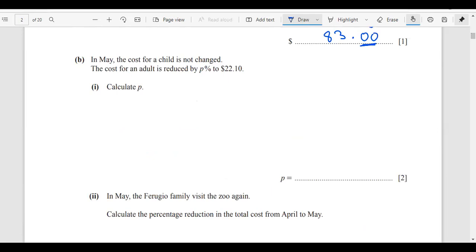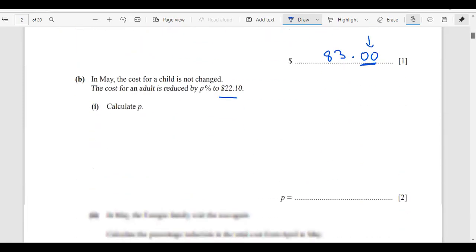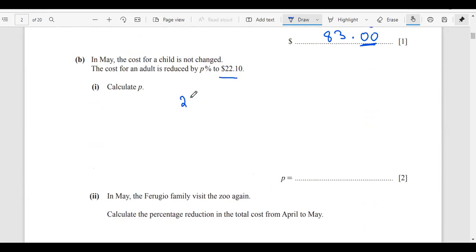Let's talk about the next one. It says in May, the cost for a child is not changed. The cost for an adult is reduced by P% to $22.10. Initially it was 26, and now it is 22.10. It has reduced by P%. So how are we going to calculate this percentage? This is what we had initially and this is what it is now.